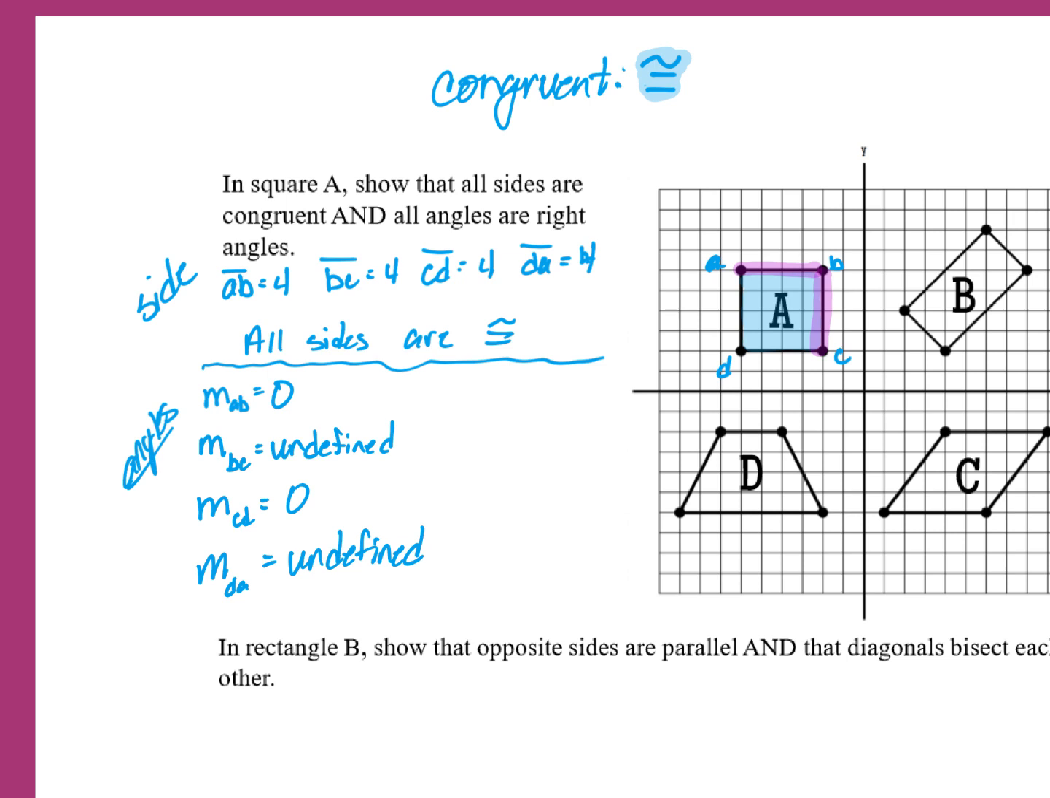Okay? So what do we know about lines that have a 0 and an undefined slope? What do we know about those ones? Of course, they're not negative reciprocals of each other. I'm sorry. Remember what we talked about? I have one that's 0, one that's undefined. What do we know about those?